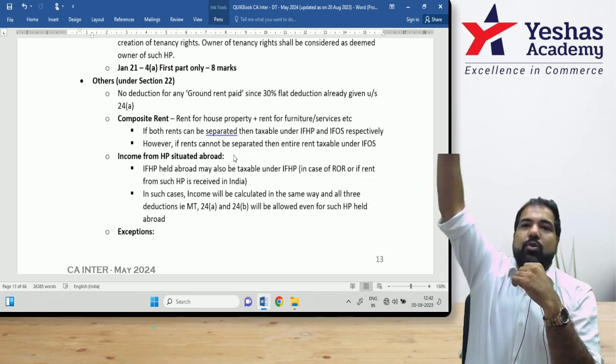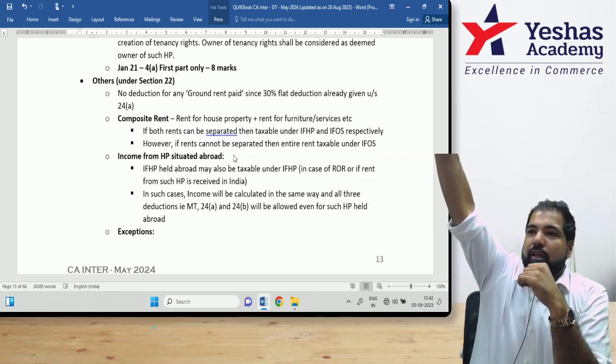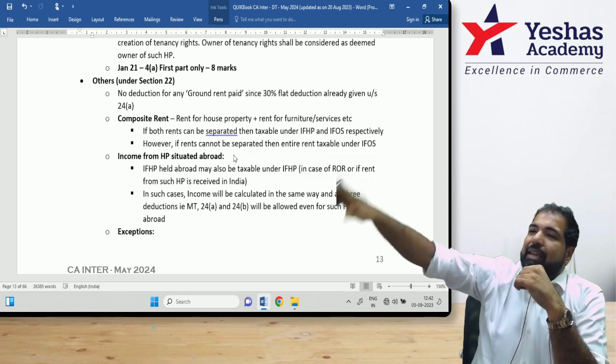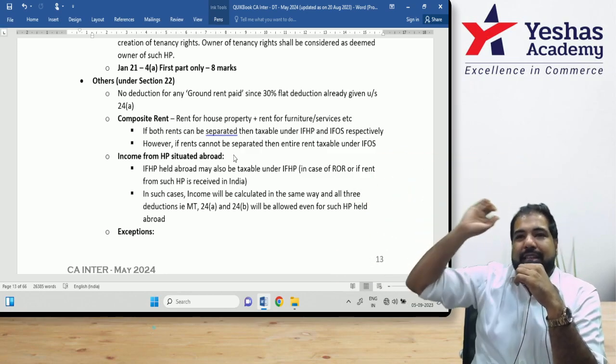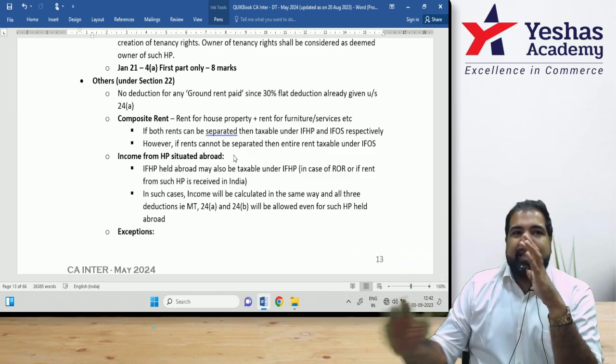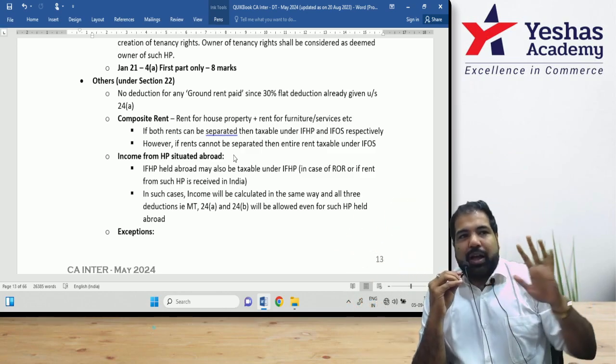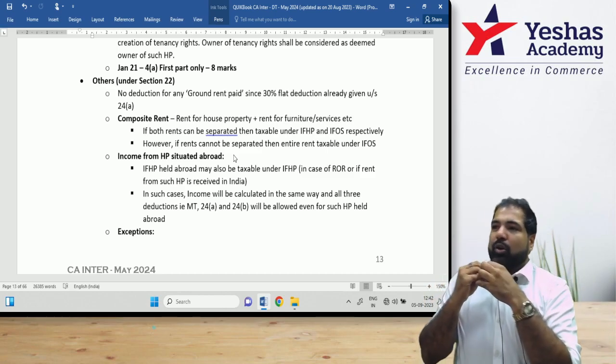So if ROR has a house in London, repeat, guys, if ROR has a house in London, will you tax him? Same concept. How many deductions will you give him? Three. That means a house in London is the same as a house probably in India. Same tax because you are an ROR. Are we okay with this, guys? This is a chapter called IFHP.